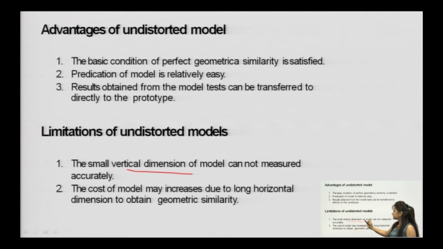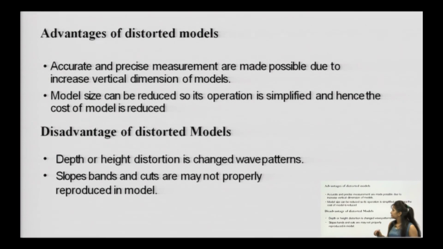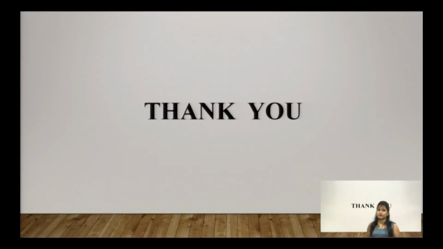Coming to the advantages and limitations, vertical dimensions are a limitation, and cost of the model is a limitation. The advantages are that prediction is possible for us, results we can amend, and perfect geometry can be found out. In a distorted model, the model is not geometrically similar, meaning the geometry is distorted. The advantage of a distorted model is that accurate and precise measurements are made possible. The disadvantage is that depth and height are changed because it is a distorted model.